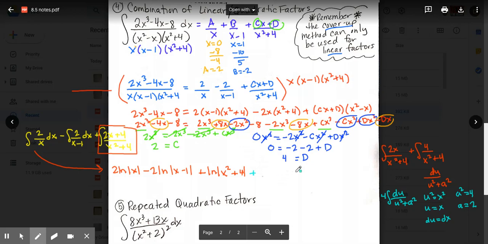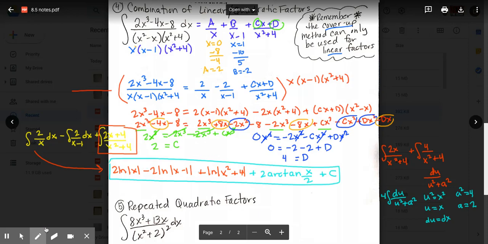Arctan u, which is x, over a, which is 2, plus c. Oh, this is so annoying that it's so lagged behind. All right, and there you go. So this whole thing right here is your answer. Okay, just got to take your time.